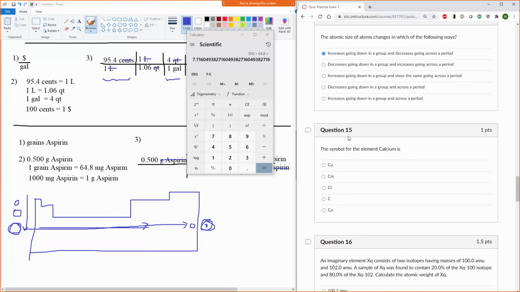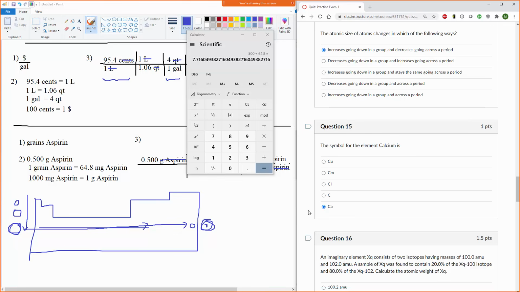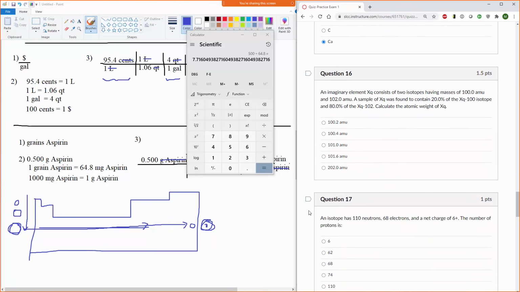Okay, number 15. Symbol for the element calcium is, all right, everybody got that. And remember, you have the periodic table and it has the names of the elements. So there's no excuse to not take 5 seconds and double check, okay? Even if you're like, I think it's calcium, I think it's Ca, just look, right? It's on there, it's right in front of you.